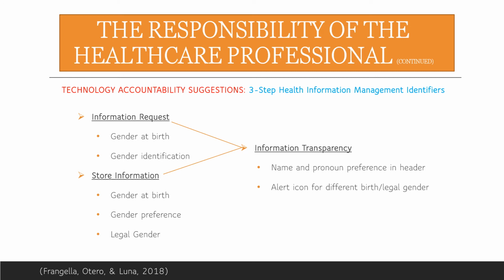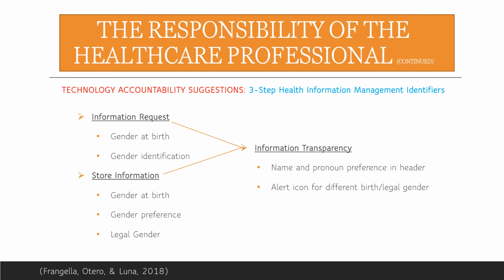Also, a responsibility of the healthcare professional is technology accountability. Here is a suggestion suggested by Frangella, Otero, and Luna in 2018 for a three-step health information management identifier. First, we must request information. We need to know what the gender at birth was, and we also need to know what the gender identification is. This may be two different things for the patient.